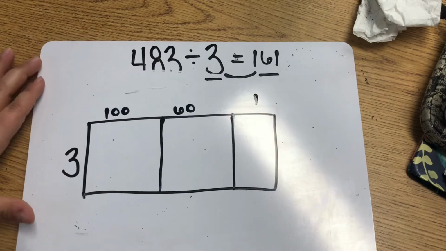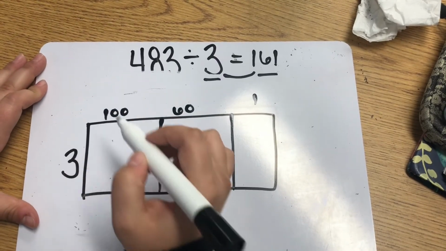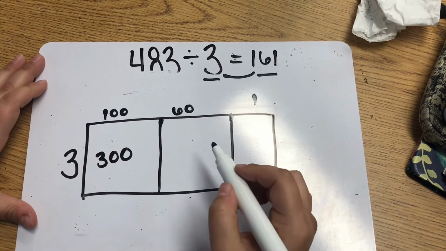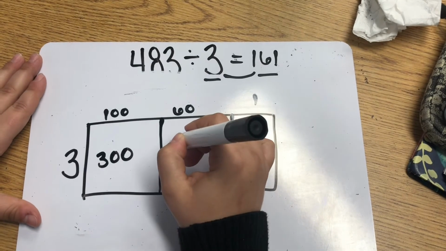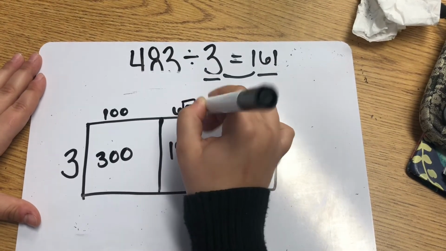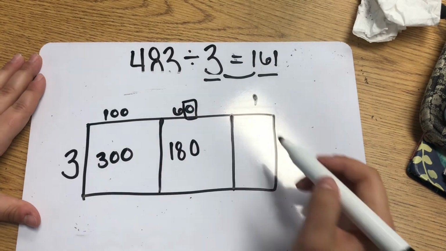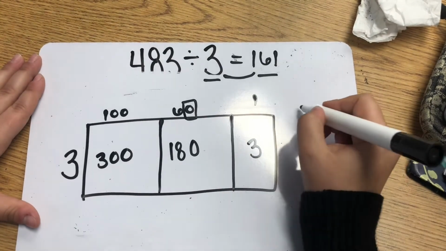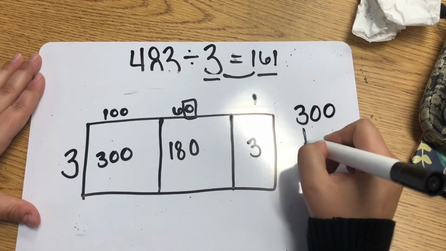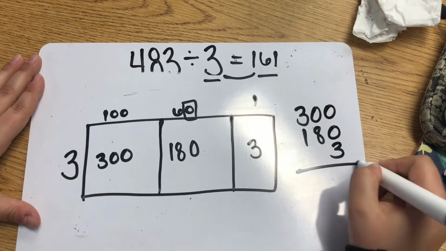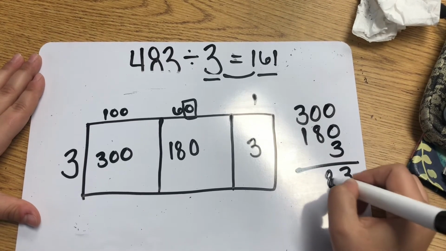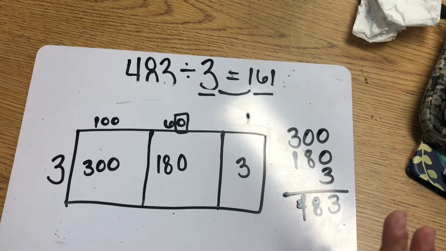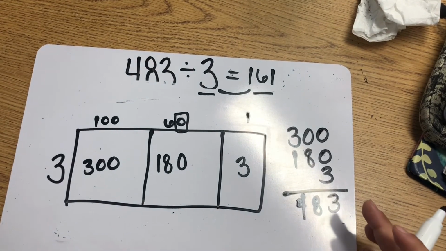If I wanted to test this, I could say that 3 times 100 is 300. 3 times 60, well, that's a big number. What's 3 times 6? 18. But I can't forget to add that 0, so 180. 3 times 60 is 180. And then 3 times 1 is 3. I can't forget to add all of these numbers together, so 300 plus 180 plus 3 gives me 483. So I just double checked my work, and now I'm way more confident.